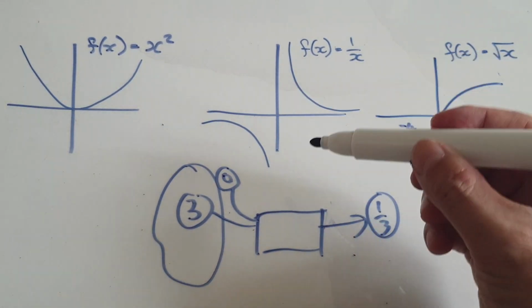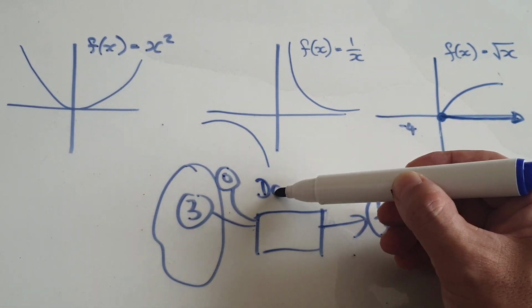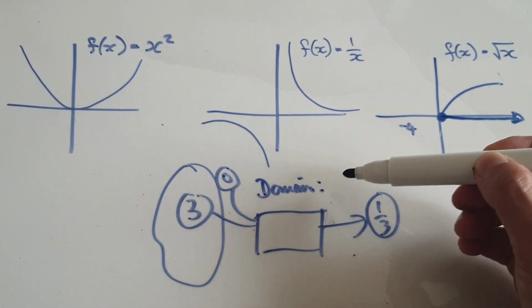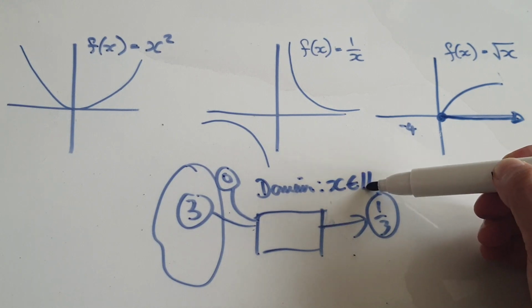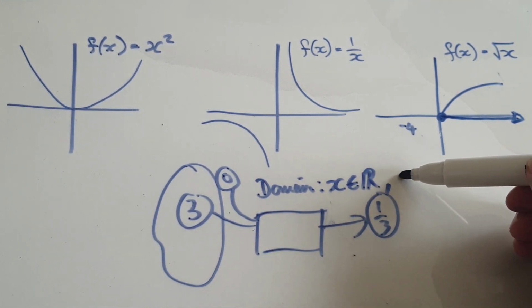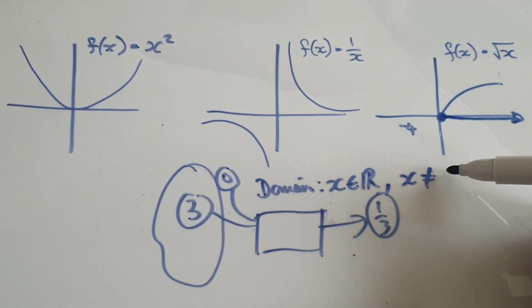So when you come to specify the domain, you have to say domain, x can be anything on the real number line, comma, x cannot be 0. So that's how you specify the domain.